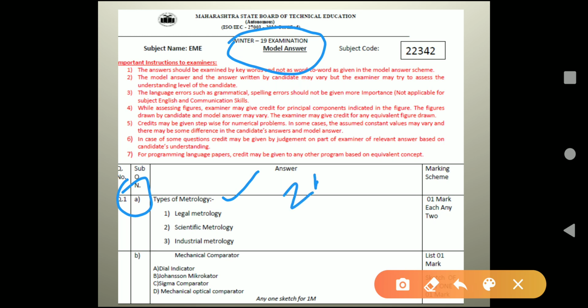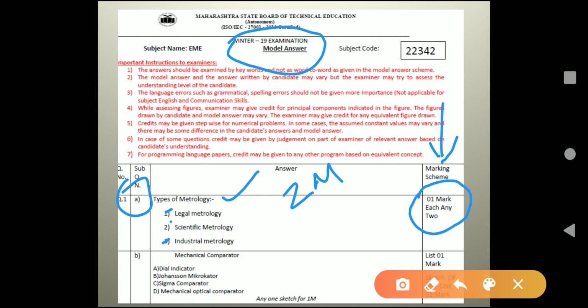So there are three types listed here: legal metrology, scientific metrology, and industrial metrology. At your extreme right corner column, you can see 1 mark for any two. So each type has 1 mark. So you can list here only two types of metrology.